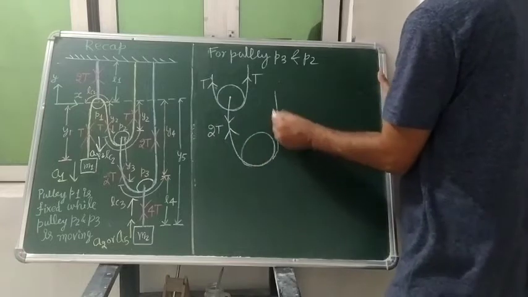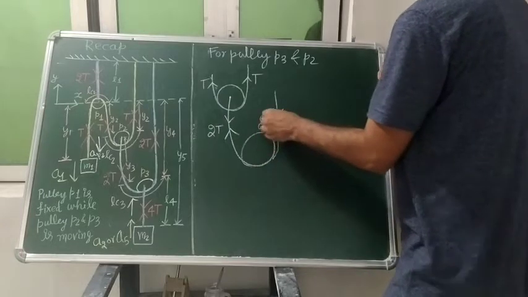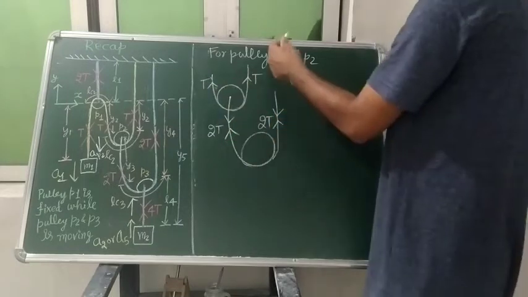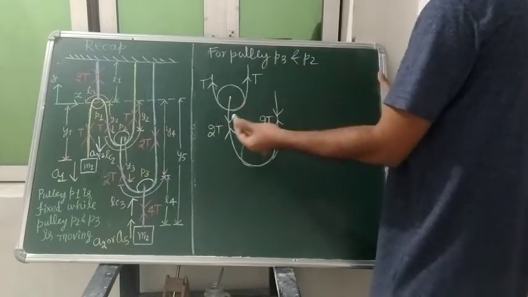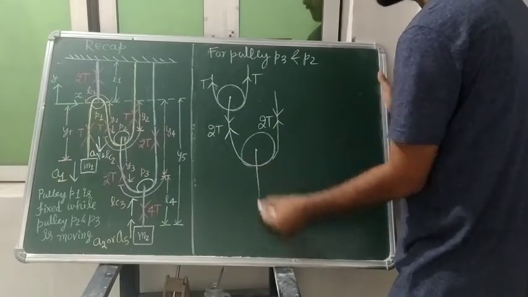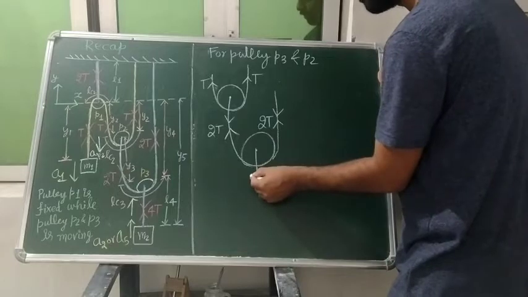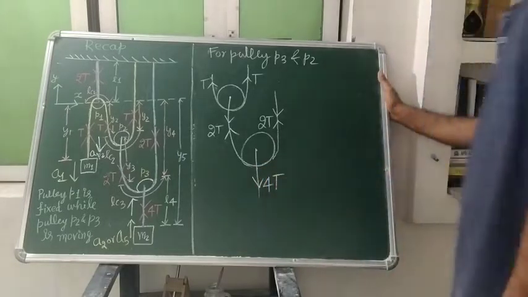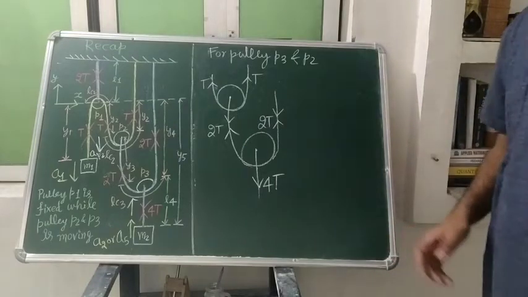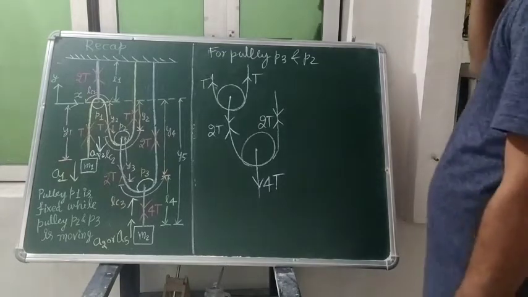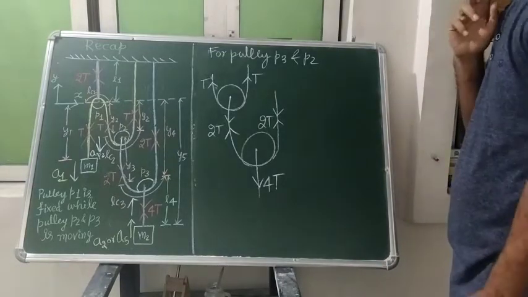Here also the 2T is going to act. T plus T will make 2T here, it is the same string we are talking about, so the tension at both ends will be the same. And here what will be the tension, students? Here the tension will be 4T. You will get that 4T tension here. Okay, students, so these things we will get here.